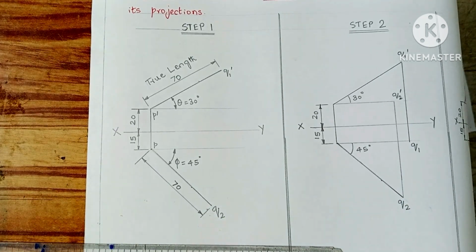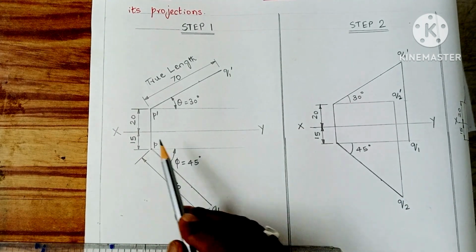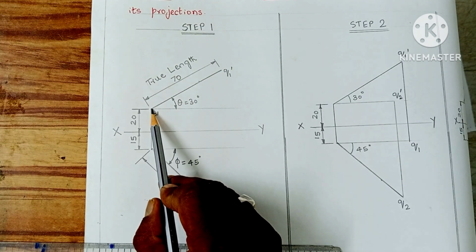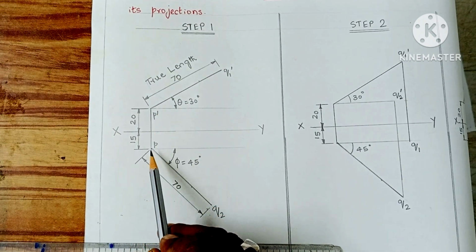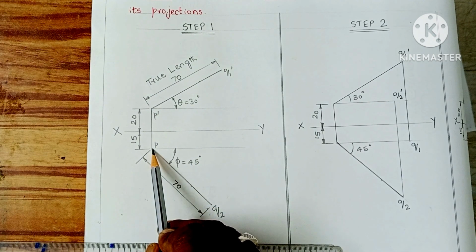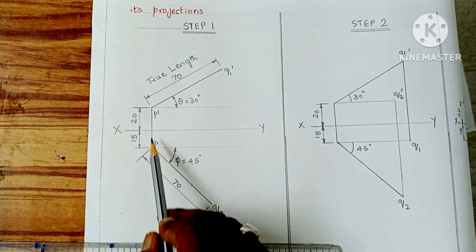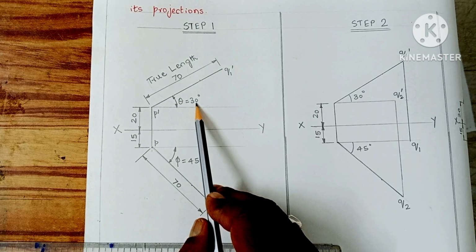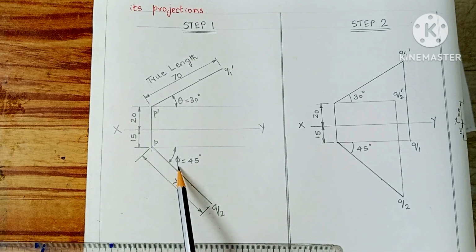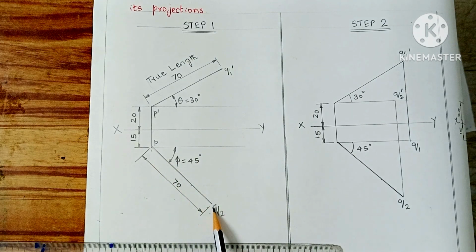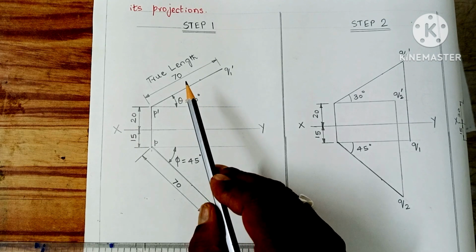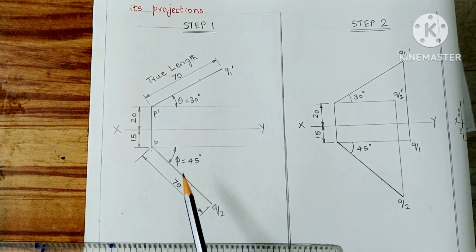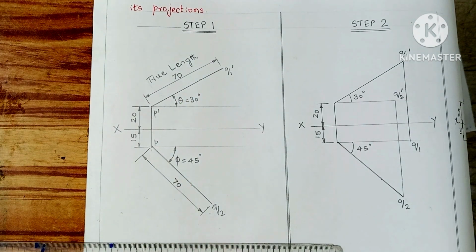The location of point P dash is 20 mm above HP, and point P is located 15 mm in front of VP, so it will come below the XY line. Theta is given as the true inclination with HP, 30 degrees, and phi is the true inclination with VP, which comes below the XY line. The true length is given as 70 mm, and this is also 70 mm. Step 1 is marking the data given in the question, converting it into a diagram.